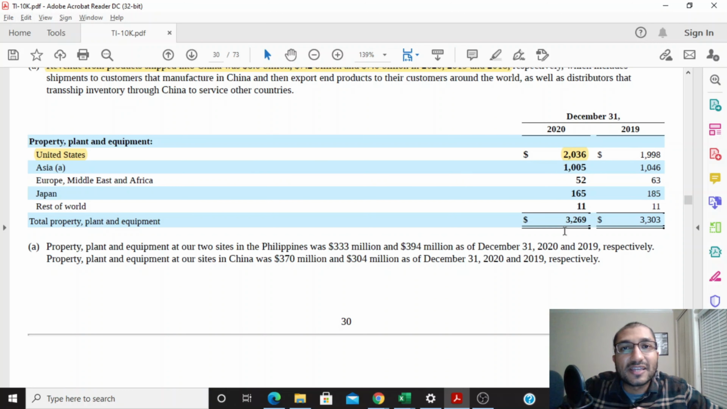Now that we have a brief understanding of TI's business model, its strategy, its two reportable segments, and the revenue breakdown, let's review the company's fundamentals by focusing on its key ratios.